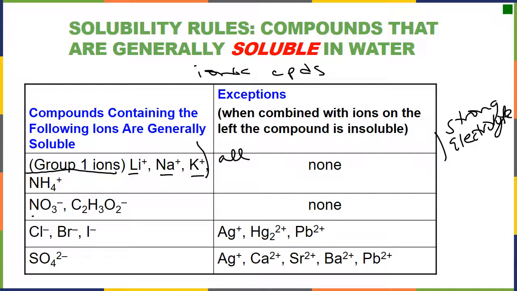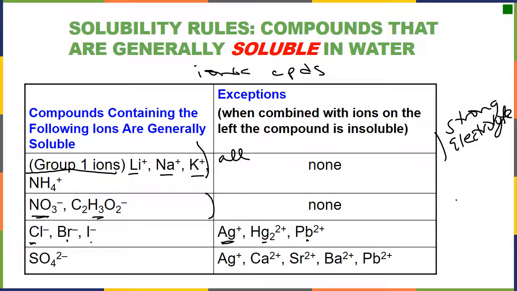So what else is soluble? Anytime you have a nitrate or an acetate, and we have a nice ionic compound with it, they are going to be soluble. They're going to break into a strong electrolyte. Now, iodides, bromides, and chlorides are usually soluble. So now we start getting into the exceptions. The exceptions here say that if we put chloride with any one of these, it is going to be insoluble.